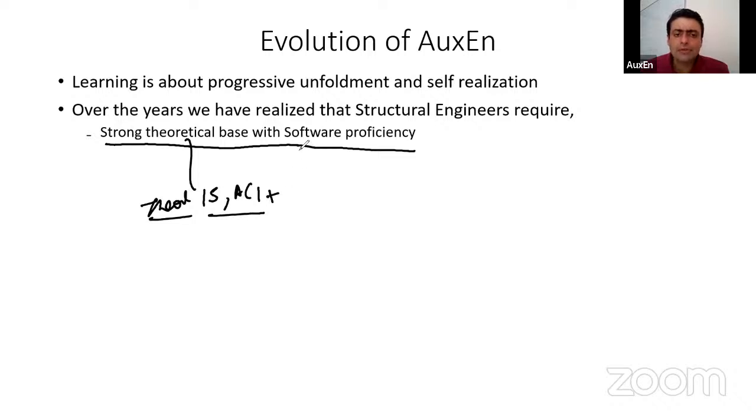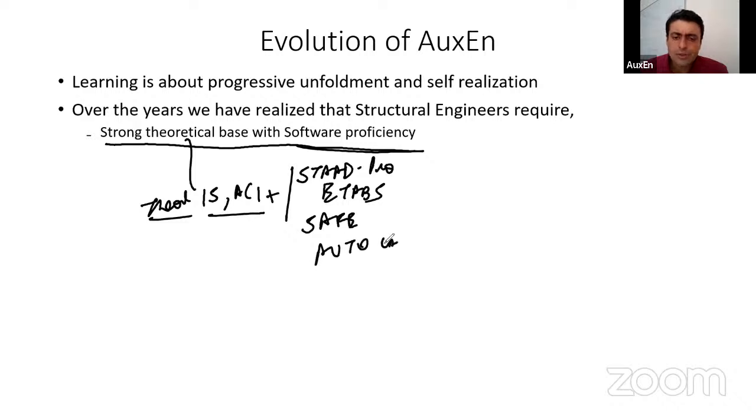Plus, you should also have software proficiency. In today's day and age, it is extremely essential that you have a good working command of software. So you should have a good working knowledge of STAAD, ETABS, I would say SAFE, then AutoCAD. All these software are very important if you want to work as a structural engineer. I would say MS Excel. So you should have a strong theoretical base and you should have good software proficiency.